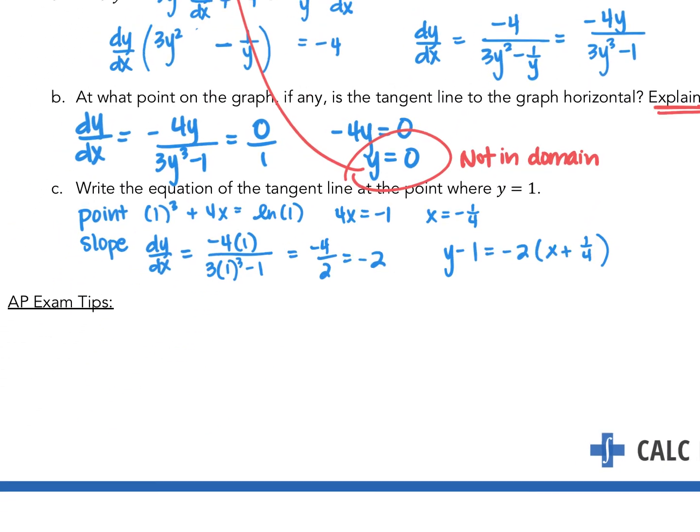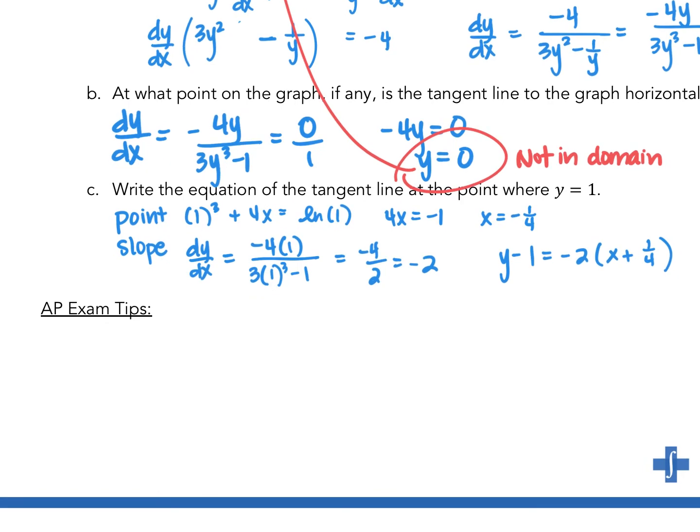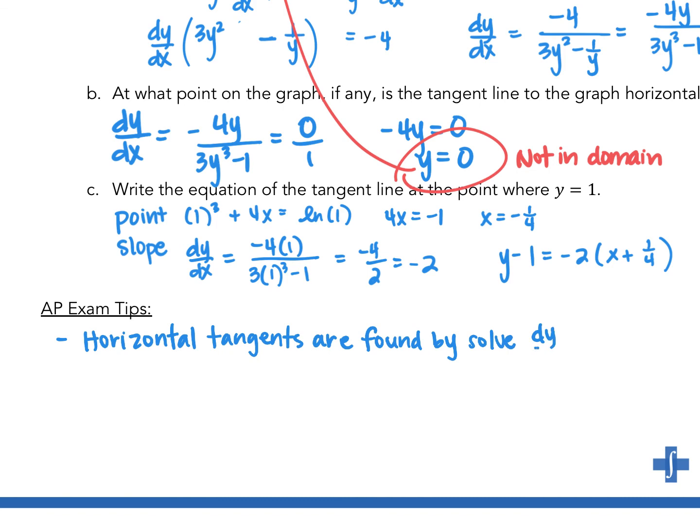All right, so exam tips. What can we learn from today? One is that we can find horizontal tangents when we set the derivative equal to 0. So we want to solve dy dx equal to 0 over 1.